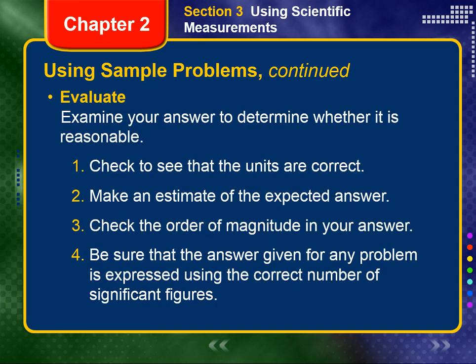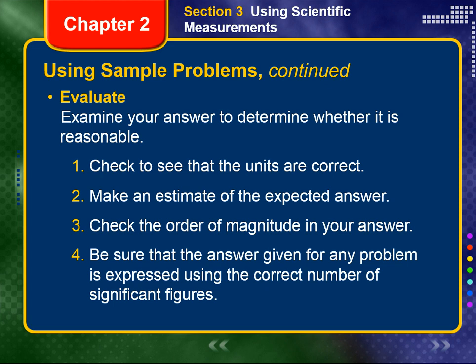Evaluate. Examine your answer to determine whether it is reasonable. Use the following methods when appropriate to carry out the evaluation. 1. Check to see that the units are correct. If they are not, look over the setup. Are the conversion factors correct? 2. Make an estimate of the expected answer. Use simpler, rounded numbers to do so. Compare the estimate with your actual result. The two should be similar. 3. Check the order of magnitude in your answer. Does it seem reasonable compared with the values given in the problem?